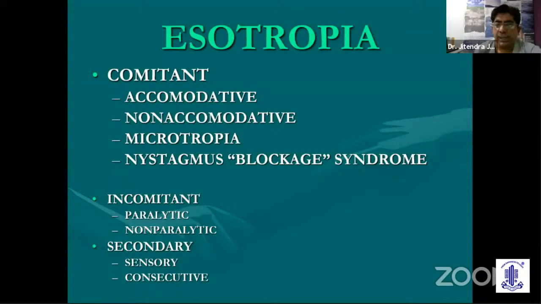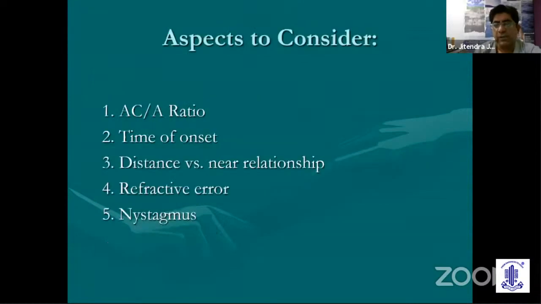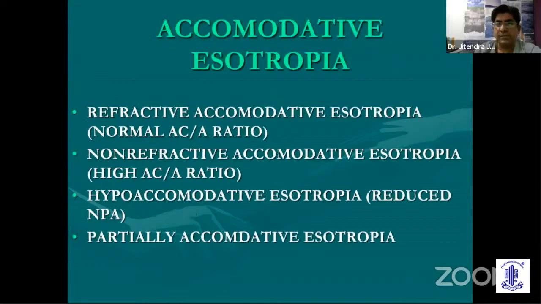So comitant esotropia can again be broadly divided into accommodative, non-accommodative, microtropia, and nystagmus blockage syndrome. I would be talking more about accommodative, non-accommodative, and a little bit about microtropia. I think nystagmus blockage syndrome is mostly covered, or at least partly covered by Dr. Rohit. So aspects to consider when you get a patient of esotropia are mainly the AC/A ratio, the time of onset, distance versus near relationship, cycloplegic refraction, and presence or absence of nystagmus.